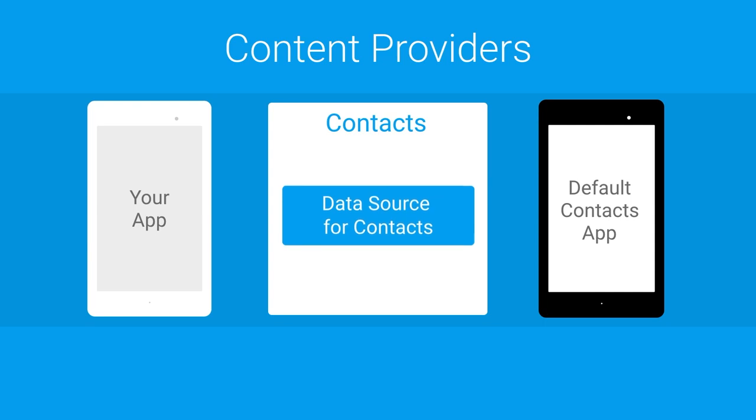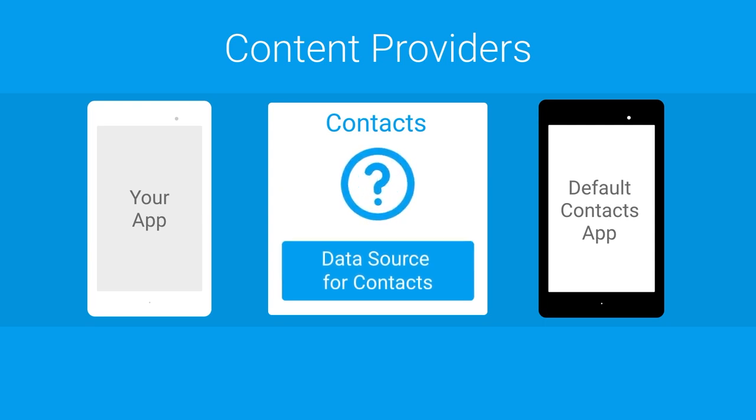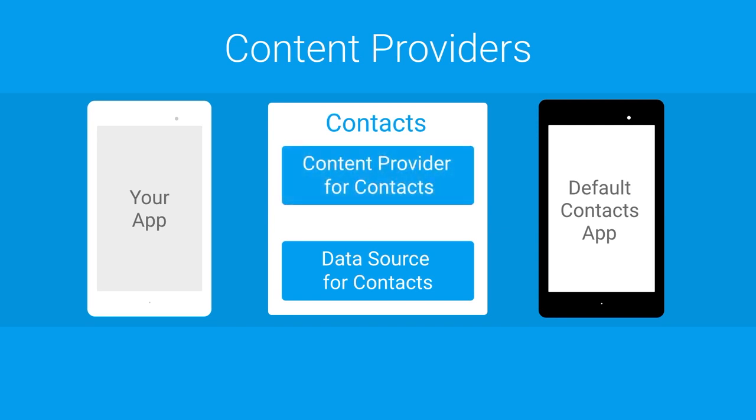Now, usually data sources, like a SQLite database, are private to the app which created them. This is done for security reasons. So how do two totally different apps easily read and write from the same data source? This is where content providers come in.